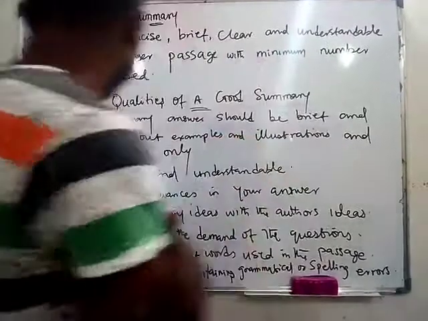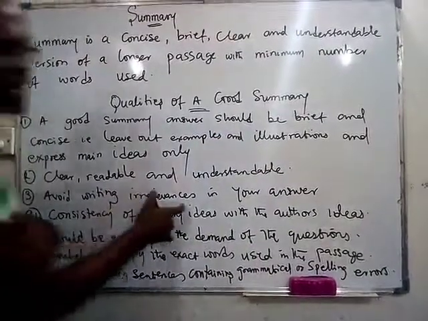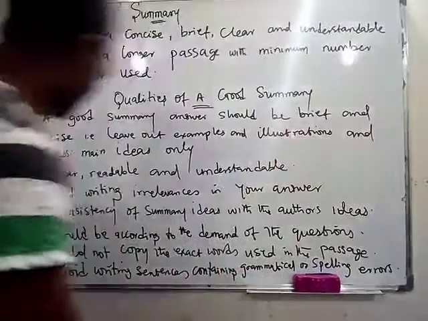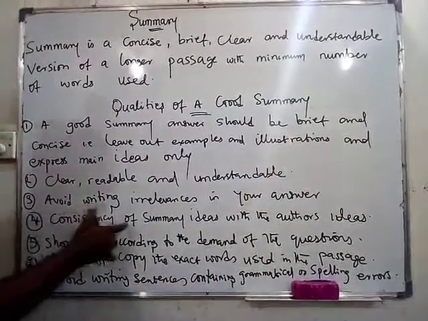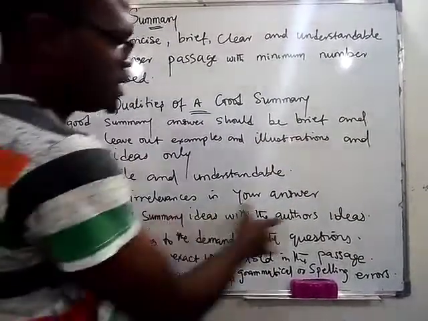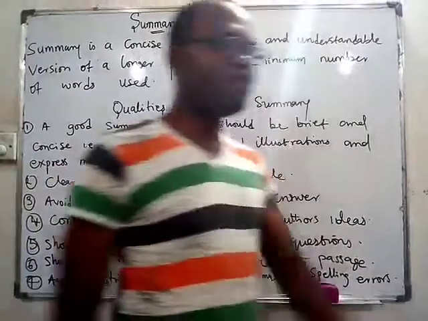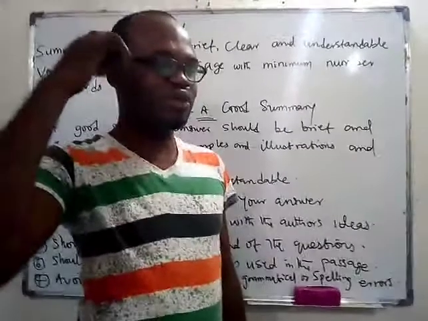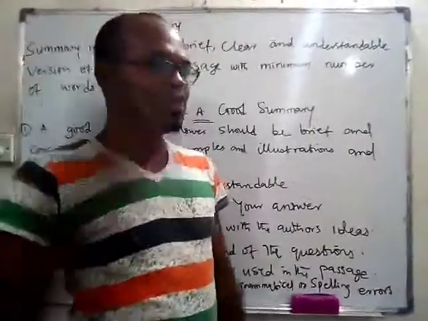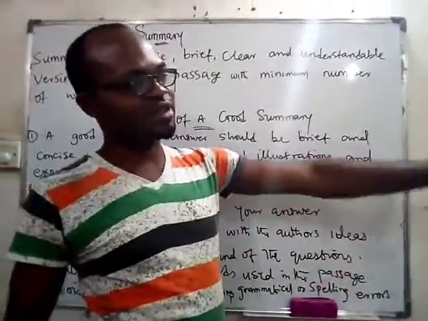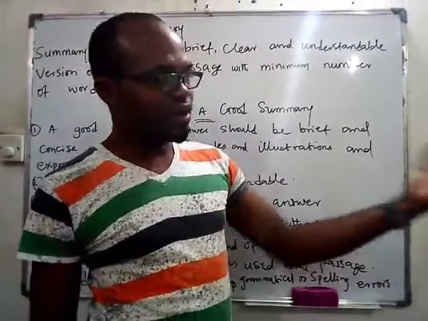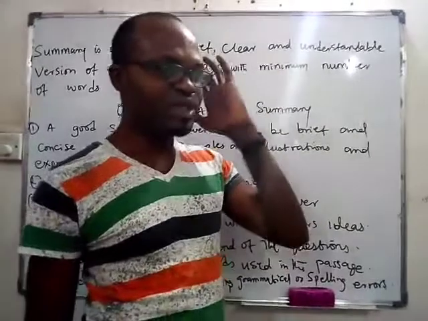You be specific. Avoid writing irrelevancies in your answer. Don't go and start talking things that are not required. Consistency of summary ideas with the author's ideas. If you are given a passage to summarize, you don't go and put in your summary what you think is the cause of corruption, whereas in the passage, the causes of corruption are already listed. Give the one that is already in the passage, not the one you think.